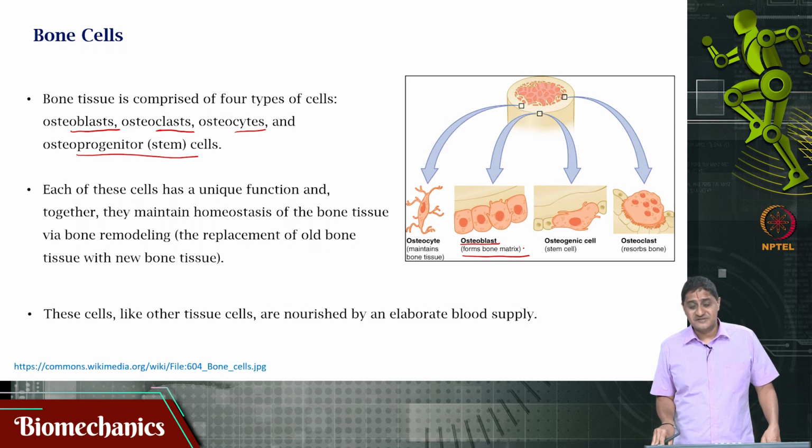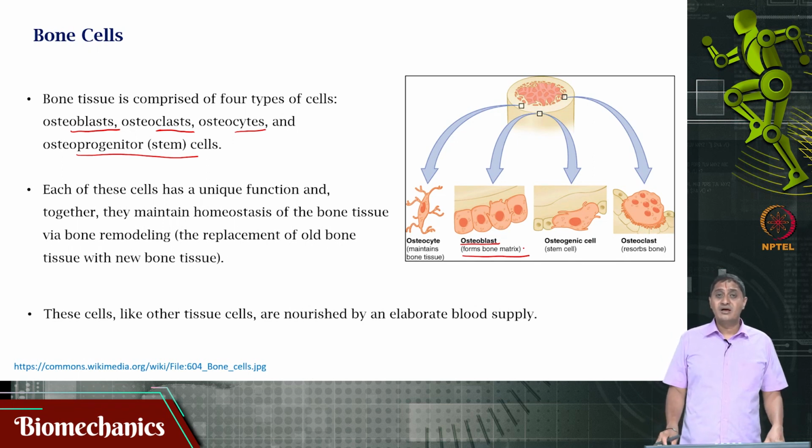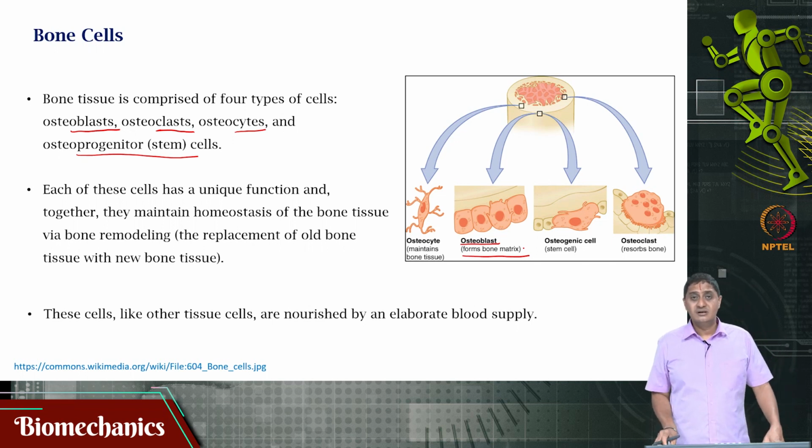Osteocytes are osteoblasts in their previous lives. In other words, when osteoblasts are surrounded by the material that they secrete, they become osteocytes. Osteoblasts divide and continue to grow, but osteocytes do not divide. So, osteocytes are osteoblasts that are fully surrounded by the material that they secrete. These form a very large proportion of the bone tissue.